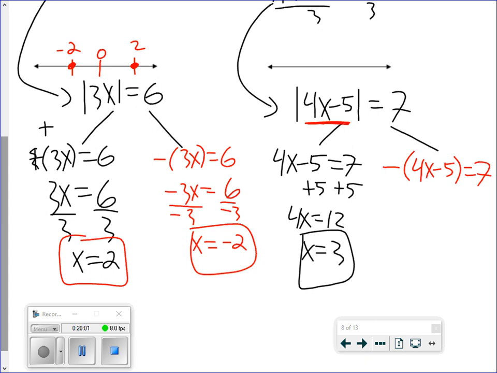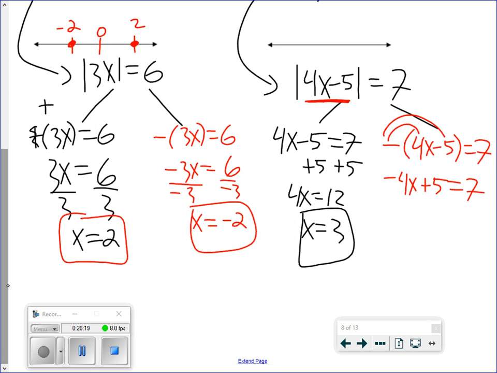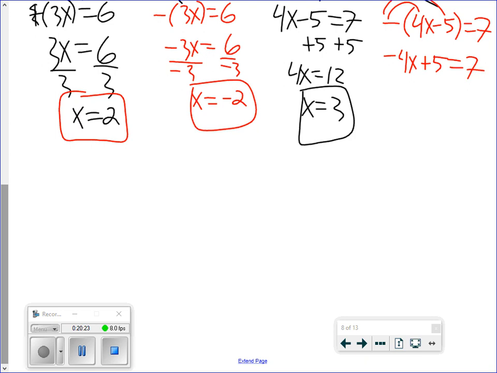Now do the same thing for the negative side. You see why it's important to put those parentheses, because now we need to distribute out that negative. So we have negative 4x plus 5 equals 7. If you just put negative 4x minus 5, you're not going to get the same answer. You're going to get something completely different. So that's why you have to put those parentheses. It's very important. Make sure you put them, all right?